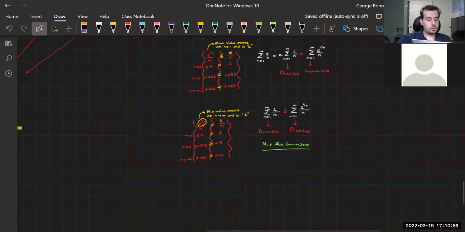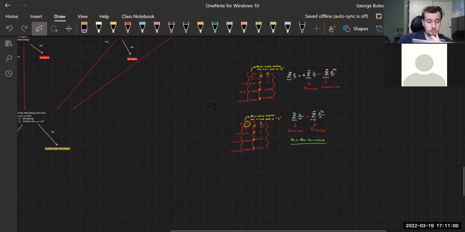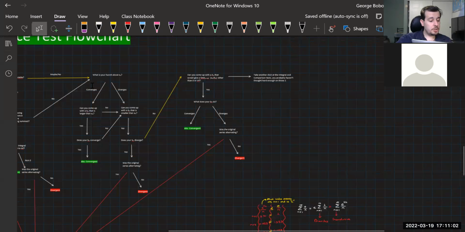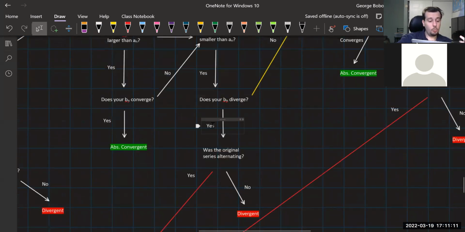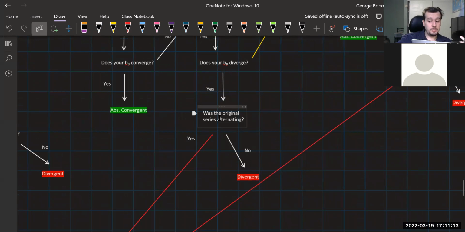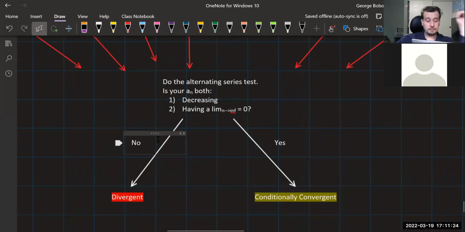So you've done the very difficult part, which was finding a proper comparison test to do this. Again, we walked over here. Can you come up with a b_n that is smaller? Yes. Did it diverge? Yes. Was the original series alternating though? Remember we had the -1? So it was alternating, right? All right. What do we need to do next? The alternating series test.